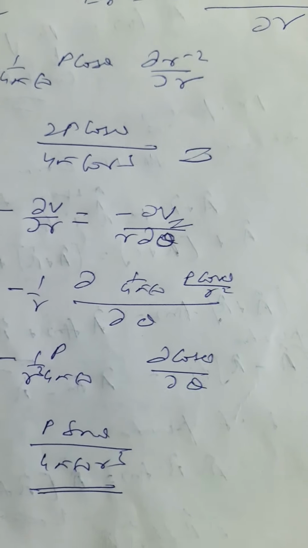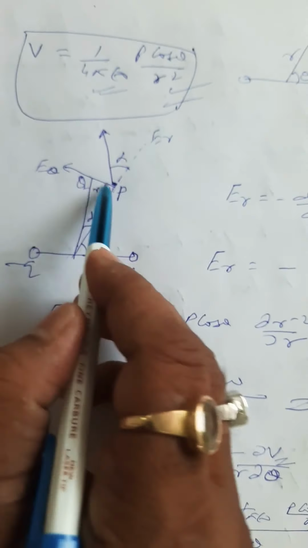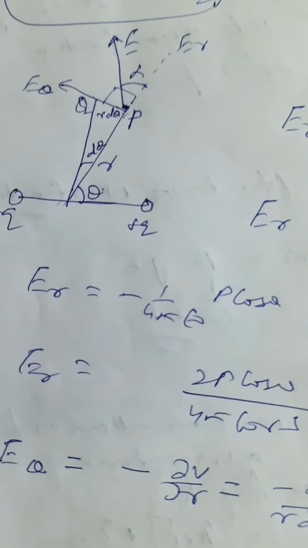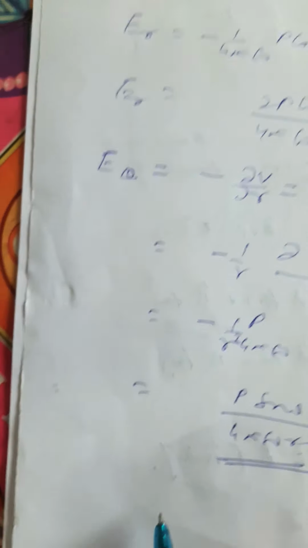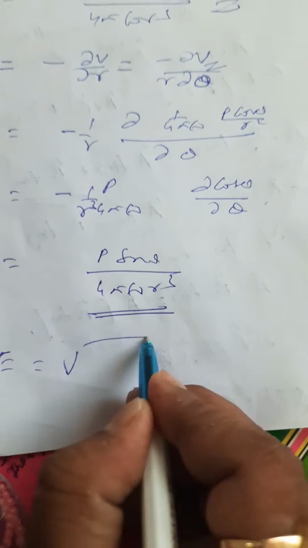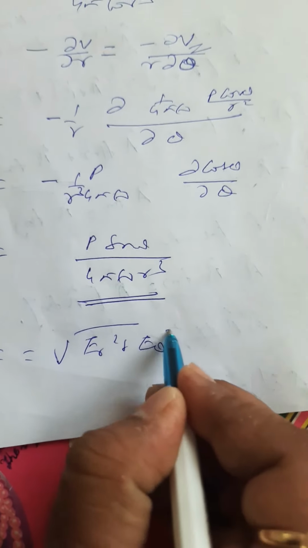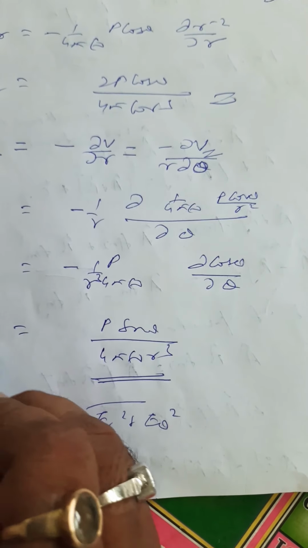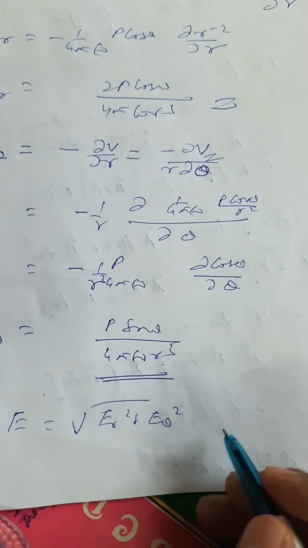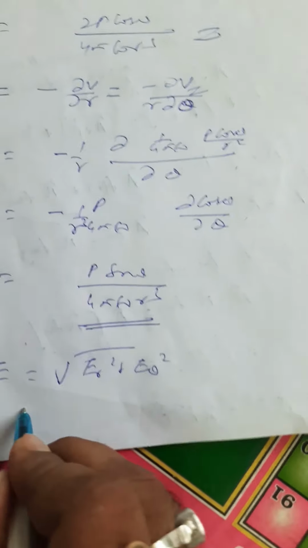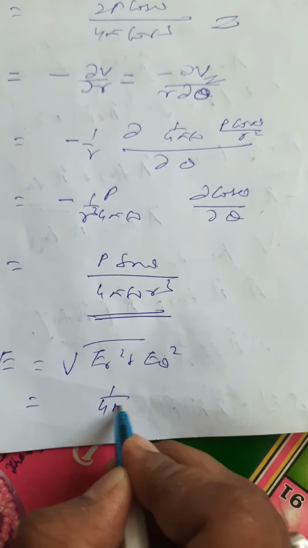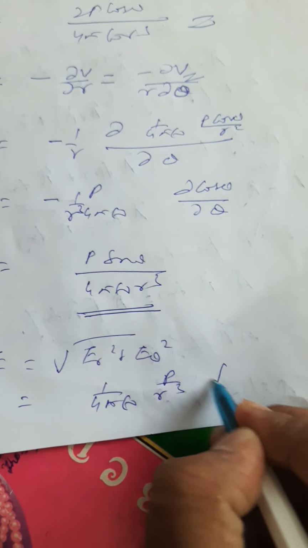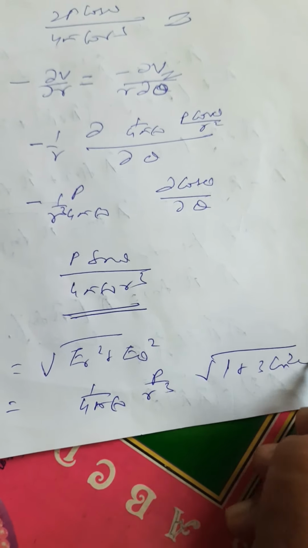Now the resultant will be given by the, you can see from the diagram itself over here, perpendicular to each other. So the resultant E, this is E. Okay, so E will be given by E is equal to under root Er square plus E theta square. Okay, so substituting the value of Er and E theta, we'll get in this expression something like this: 1 by 4 pi epsilon naught P by r cube under root 1 plus 3 cos square theta.